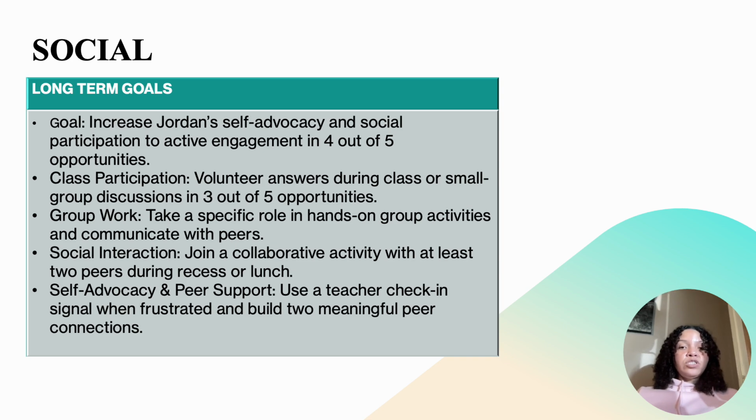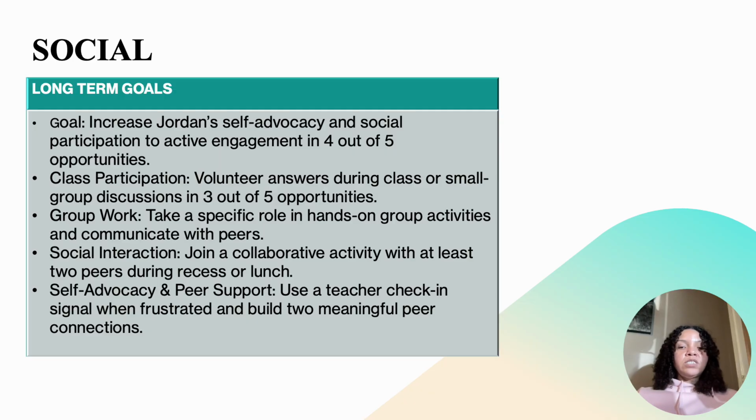Objective 3, social interaction: during non-structured times, such as recess or lunch, Jordan will transition from independent play to a collaborative activity with at least 2 peers. Objective 4, self-advocacy: Jordan will utilize a signal or a check-in system with his teacher to express when he is frustrated or needs a break rather than withdraw or exhibit restlessness. The goal is to eliminate feelings of ostracization and rejection. The school team will facilitate opportunities for Jordan to form at least 2 meaningful peer connections.